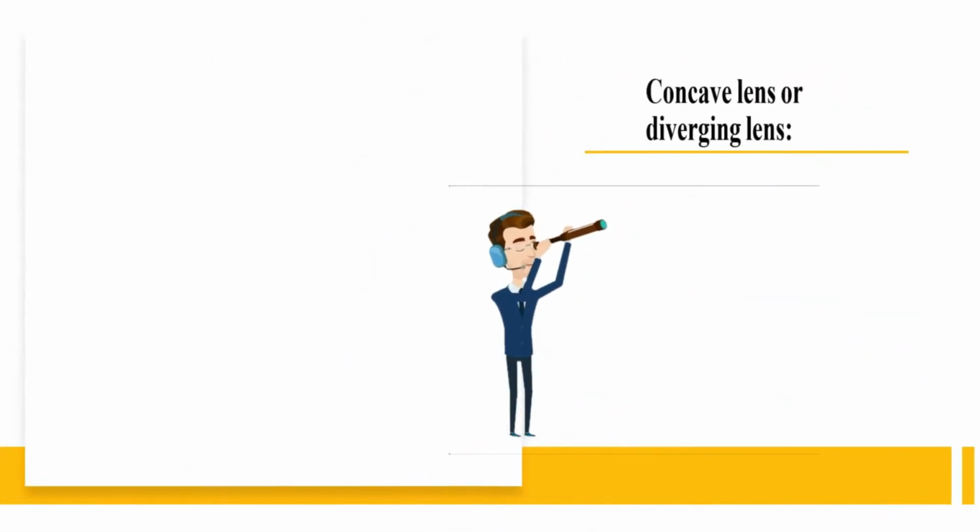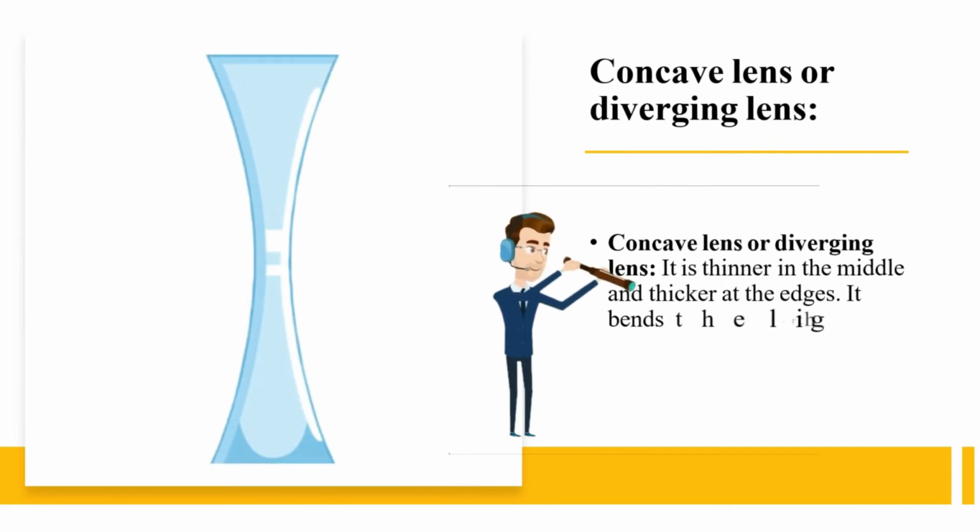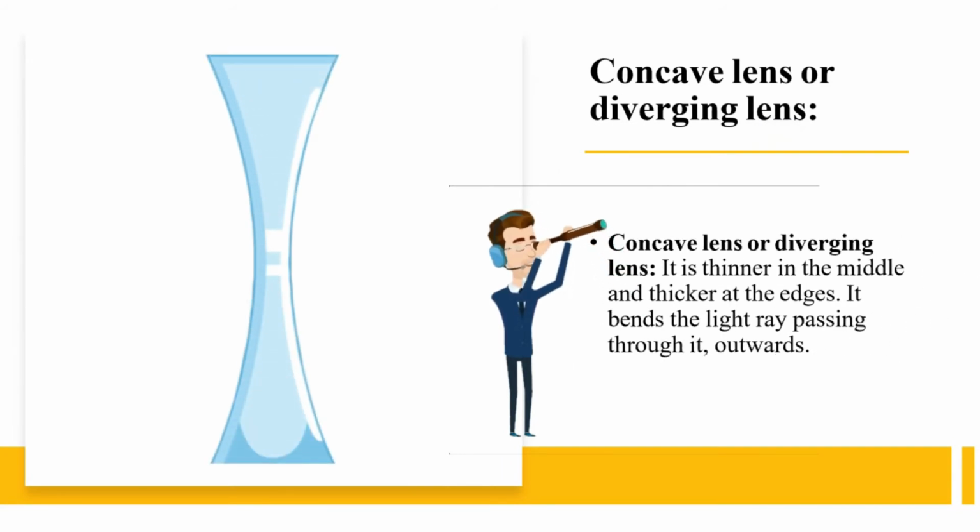Concave lens or diverging lens: it is thinner in the middle and thicker at the edges. It bends the light ray passing through it, outwards.